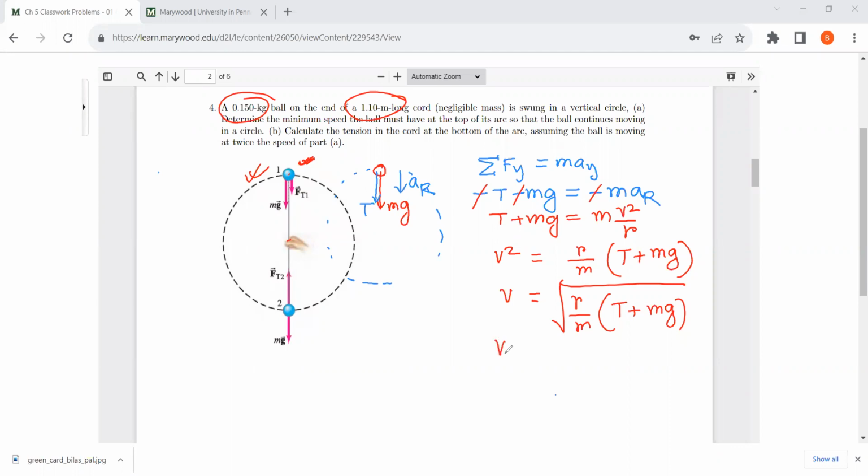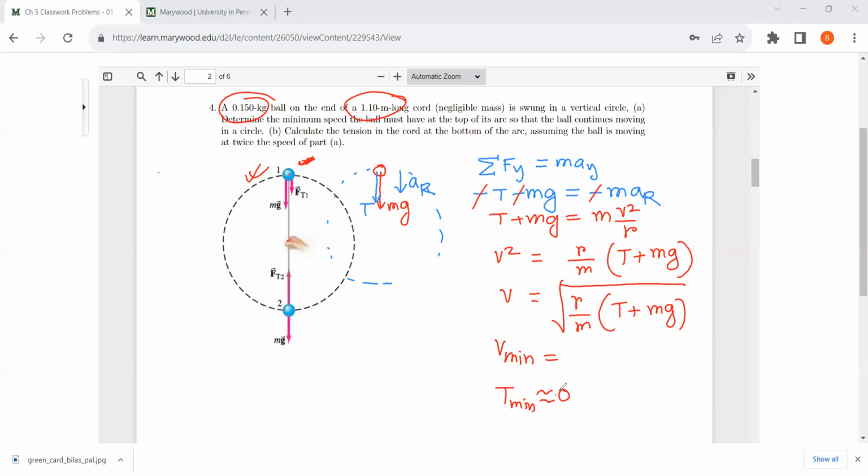Now we have to calculate v minimum. Okay, so we can determine v minimum by knowing that v will be v minimum when t is minimum. Okay, when the tension is minimum. Now because we do not have any information about tension, we can assume that tension is equal to 0. In principle, tension is not equal to 0, but because there is no other information given here, let's assume that the minimum tension is equal to 0.